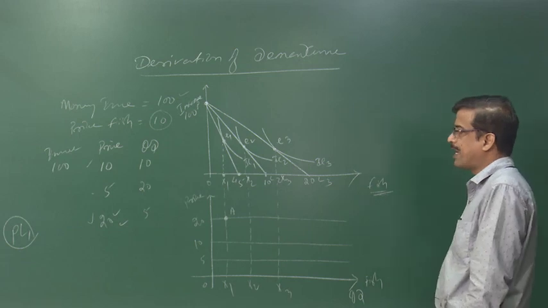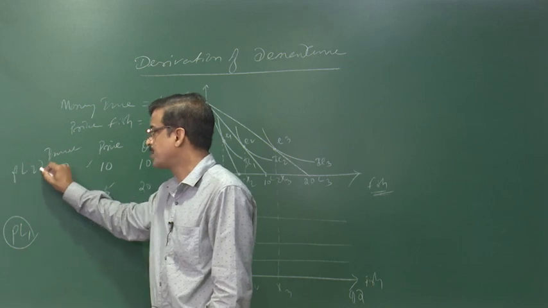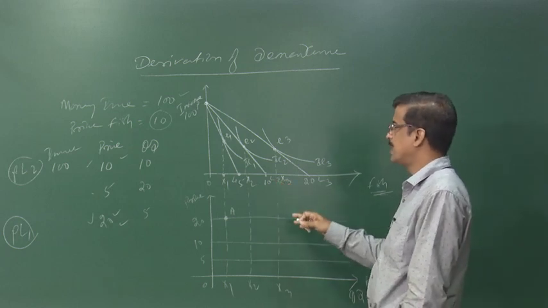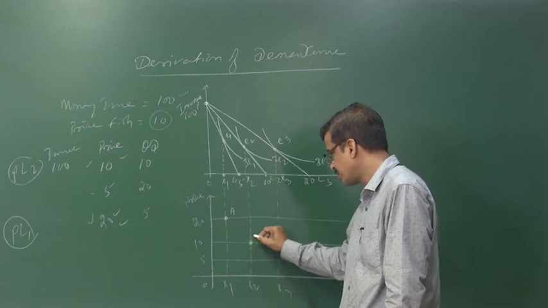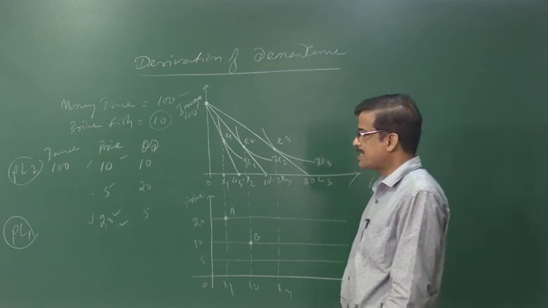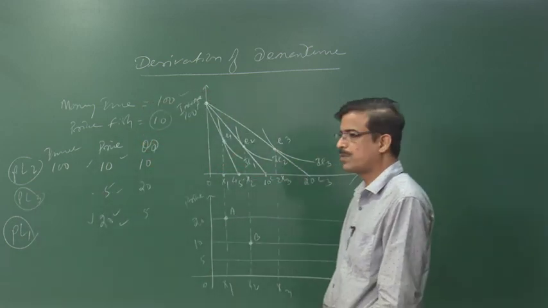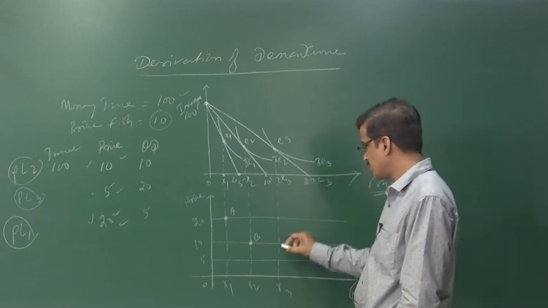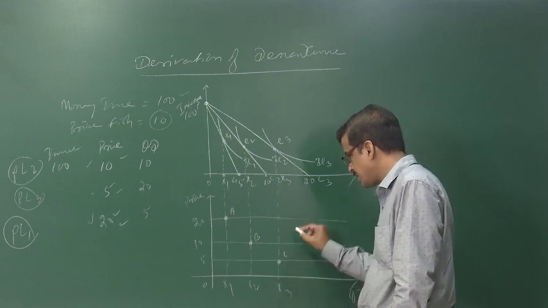Similarly, when the price line moves to PL2, the price is 10 rupees. When the price is 10 rupees, the consumer consumes x2 units of the product. Where is the intersection? The point of intersection is B. Similarly, when the price line is PL3, this price line depicts the situation of 5 rupees. At 5 rupees, the consumer consumes x3 units of the product. So the combination point will be here, C.